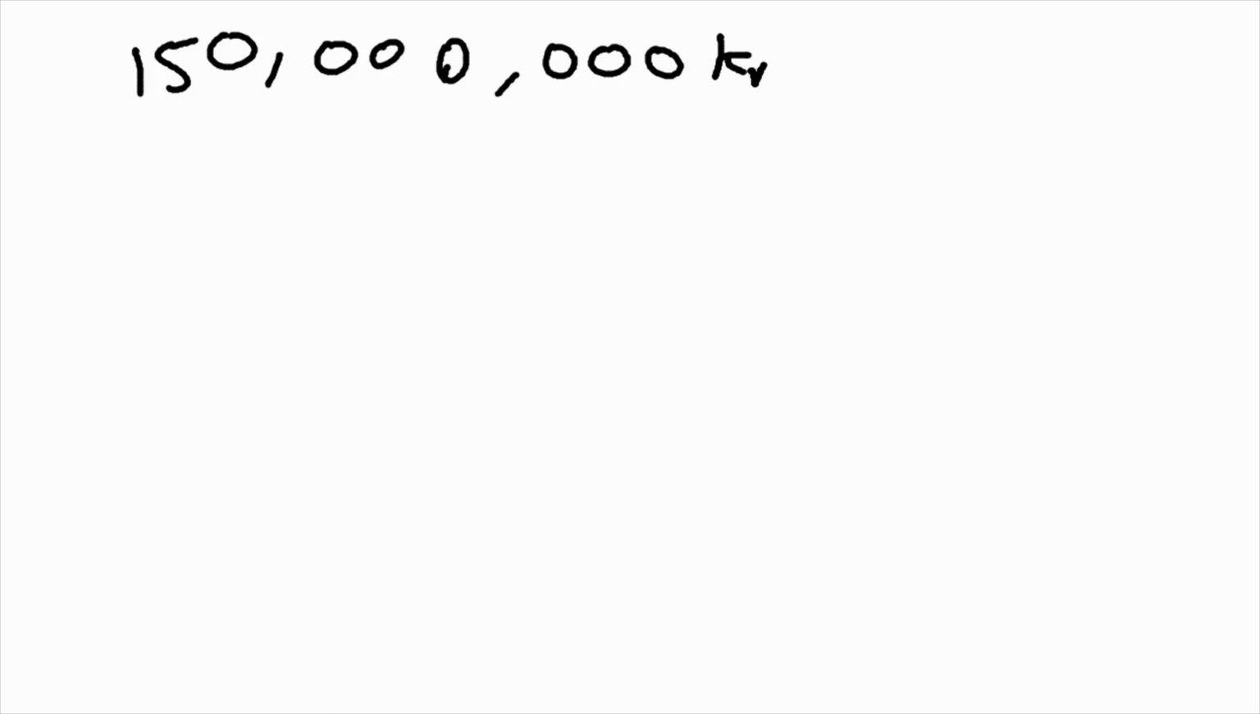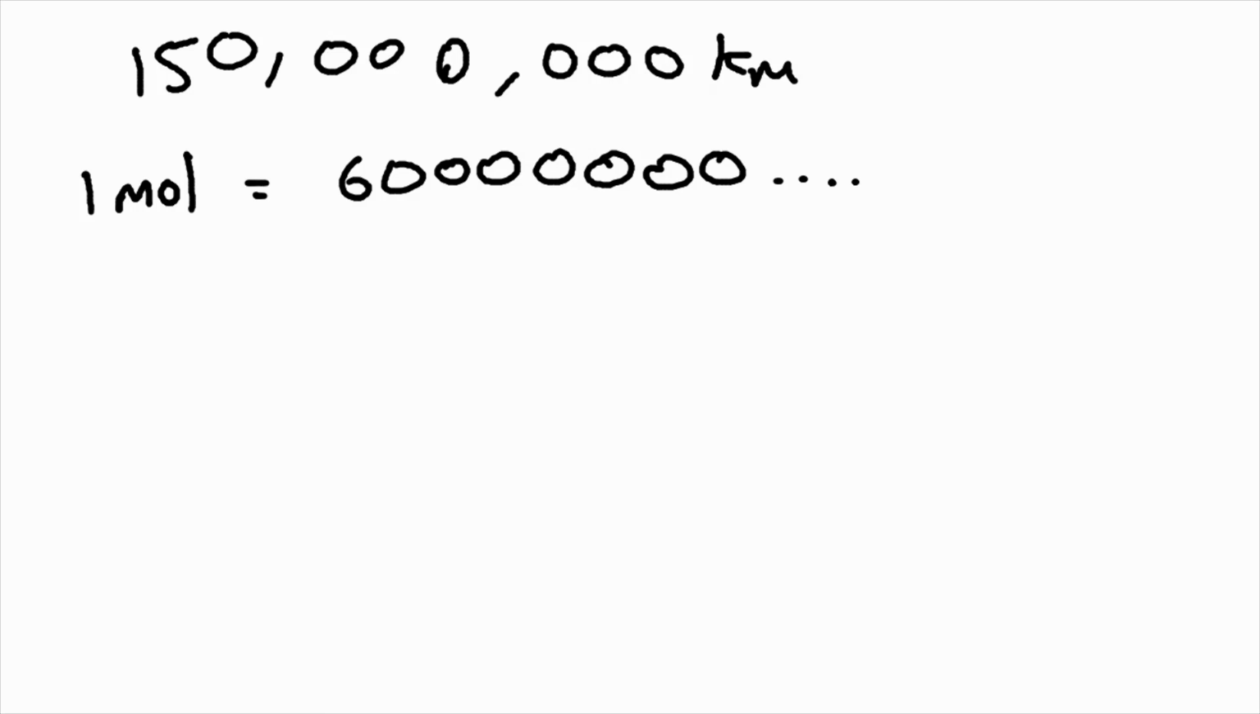In mathematics, we often have to deal with extremely large and extremely small numbers. For example, the distance from the Earth to the Sun is about 150 million kilometers. In chemistry, 1 mole is said to be 6 with 23 zeros afterwards particles.